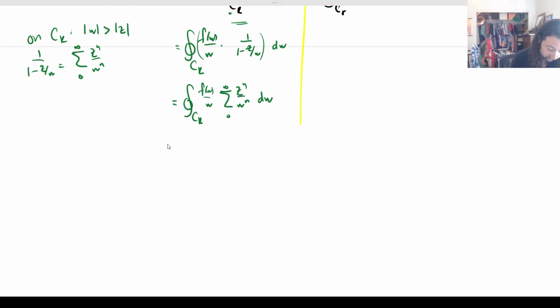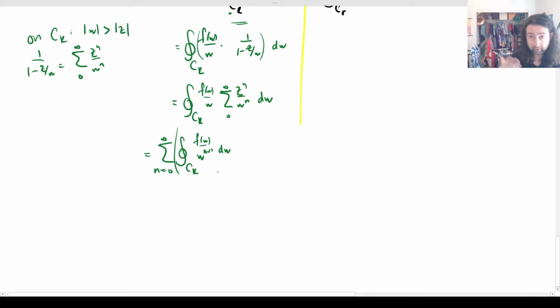And what I end up with is the sum from n equals 0 to infinity of the integral over C_R of f(w) over w^(n+1) dw. And there's no reason why I needed to keep the z^n inside because z^n is not integrated with respect to w, so I can pull that out.